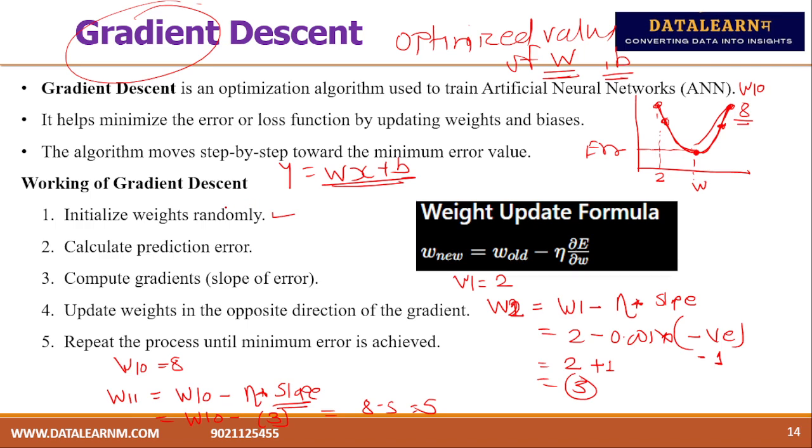So what do we do? First we initialize the weights, we calculate the prediction error, and we compute the gradient, which is just the slope of the error. We use the formula m equals (y2 minus y1) divided by (x2 minus x1), which we use regularly to calculate the slope. Weights are updated in the opposite direction of the gradient, and we repeat the process until the minimum error is achieved. Where that graph converges, that point will be the minimum error.